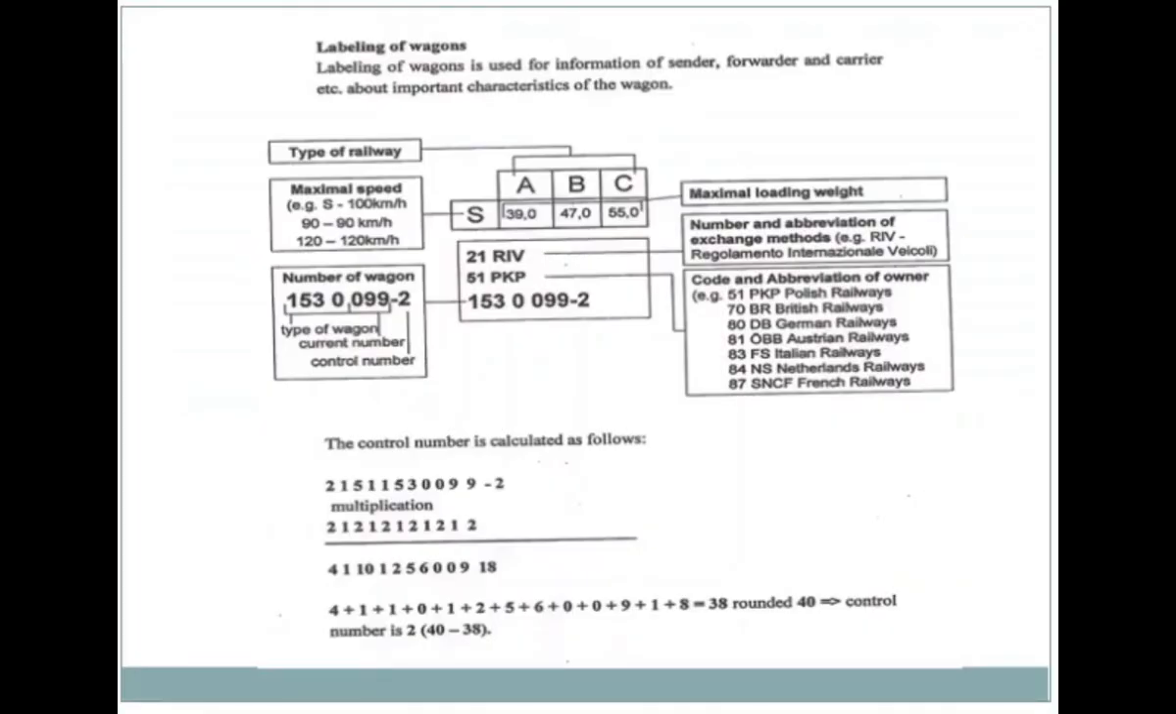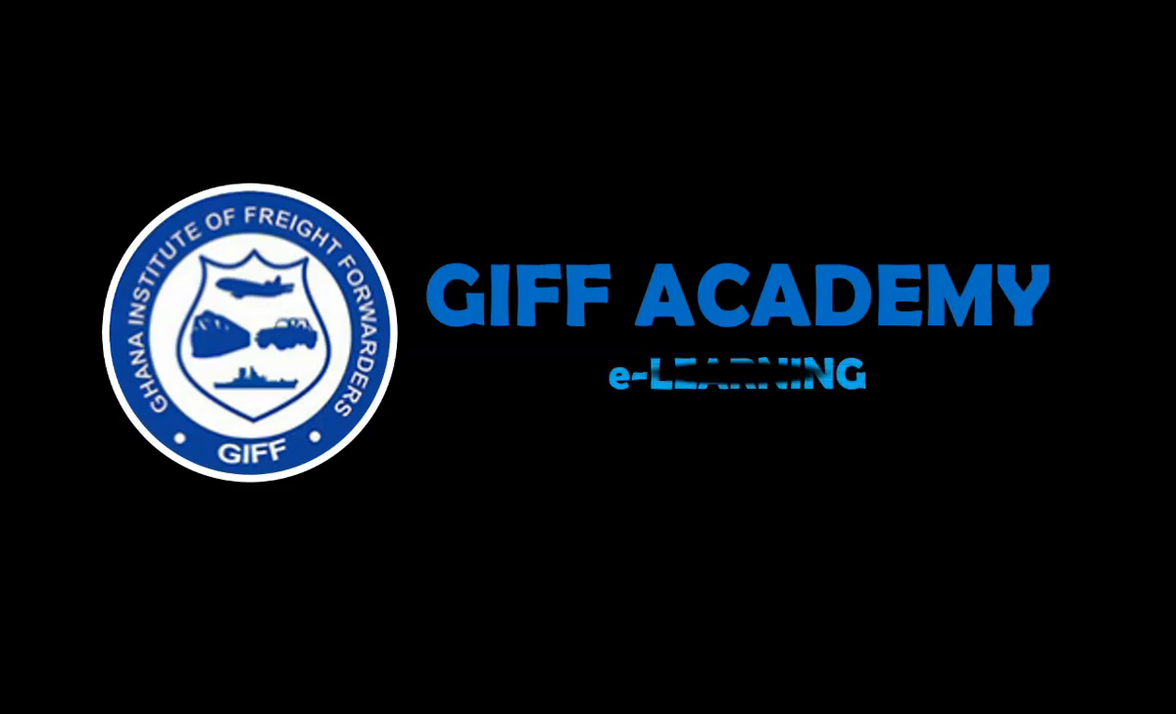In this chart, I'll explain to you the concept behind the labeling of wagons. There are inscriptions in it. In the middle part, you see that there is somewhere in boxes ABC. Under the ABC, there are certain figures. Under A, there is 39, and then under B, there's 47.0, and then under C, there is 66.0. And on the left side, there is S. Beneath it, there's another box with 21 RIB and 51 PKP, and then there's a serial number Y5.